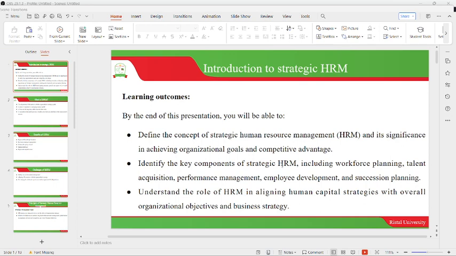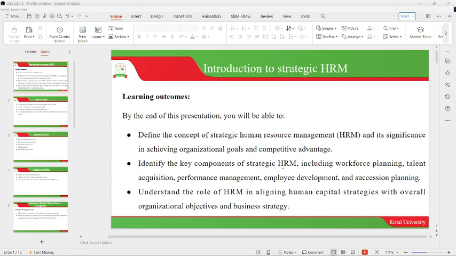So in this particular presentation, we're going to focus on the introductory part of the module as our topic number one. This module is just an extension of human resource management, which is basically the basics or introduction of human resource management. But in this particular module, it's more detailed and comprehensive in terms of being competitive in the organization, being competitive in the industry, etc.